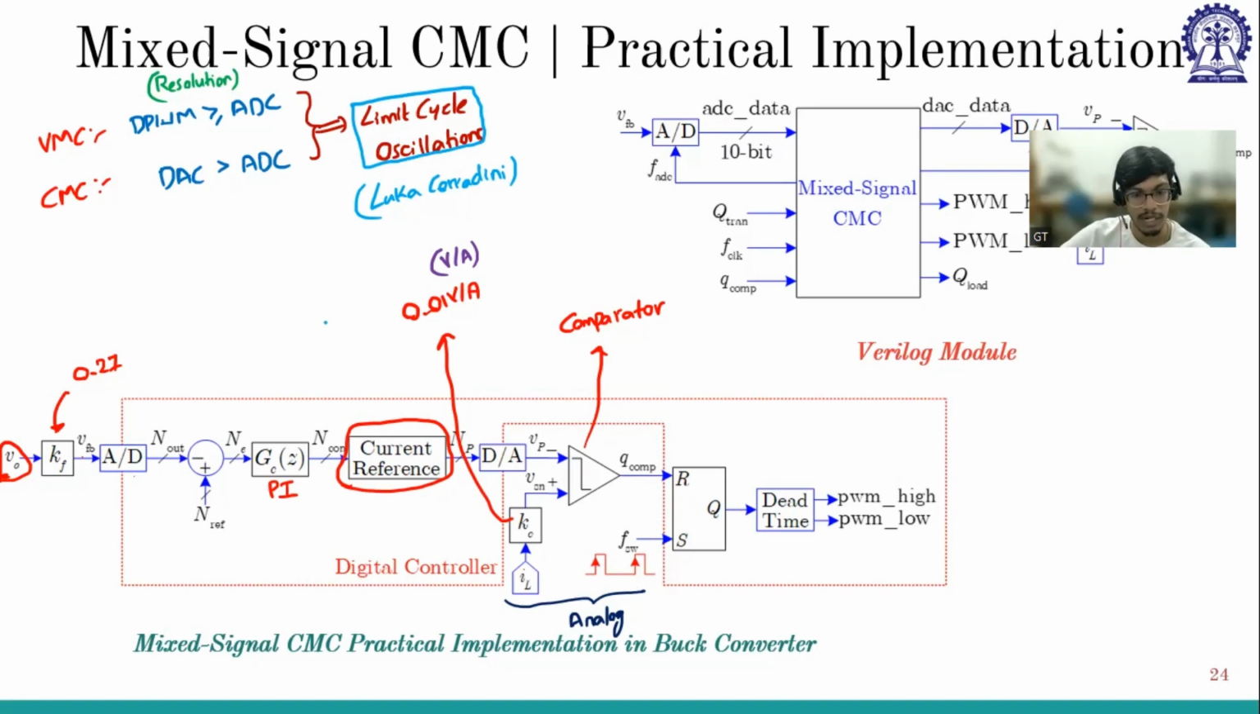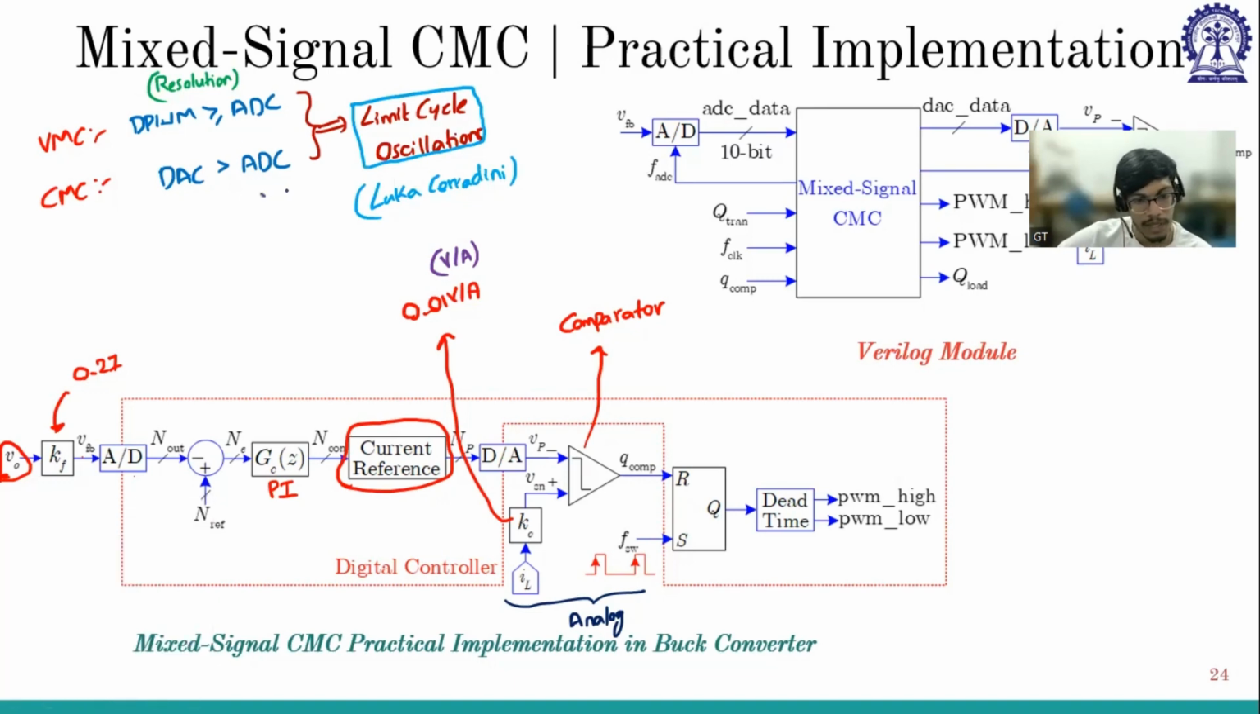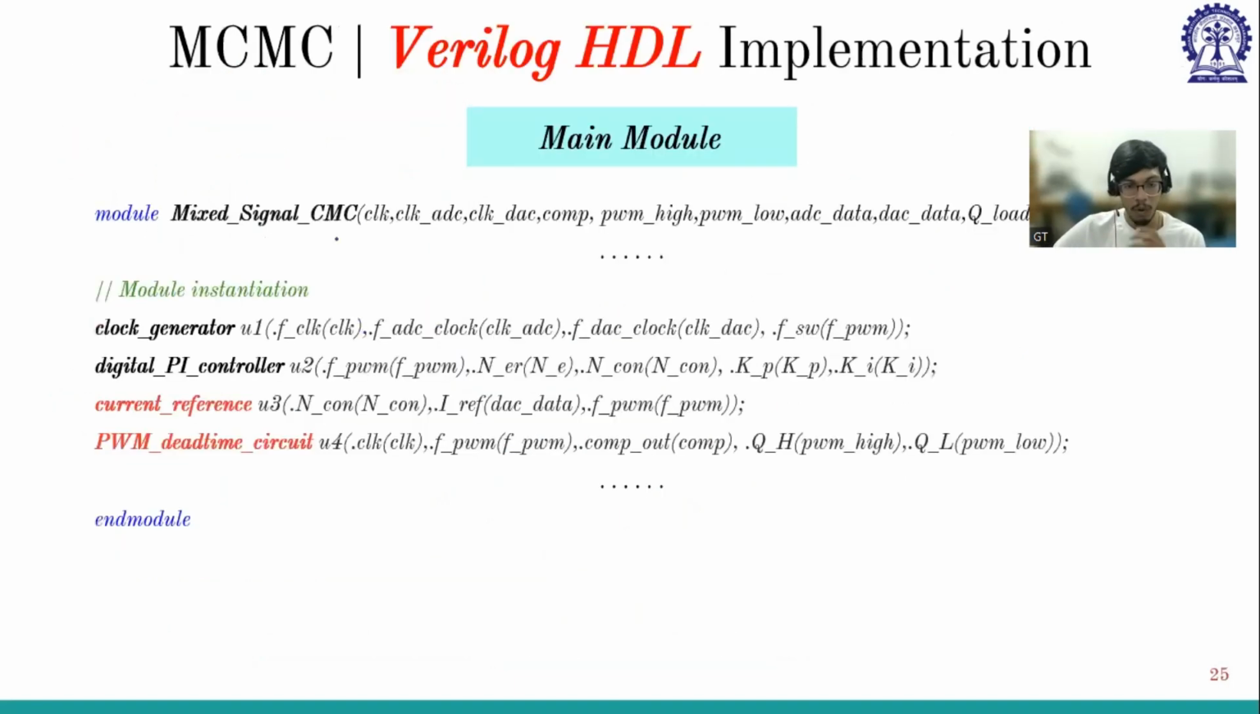That's why we are considering the DAC to be 12-bit and ADC to be 10-bit. It can be like this: 8-bit and this can be 10-bit also. So it has to be more. As we have considered a high resolution ADC, 10-bit, we are considering the DAC to be 12-bit. Now the main module is as follows.